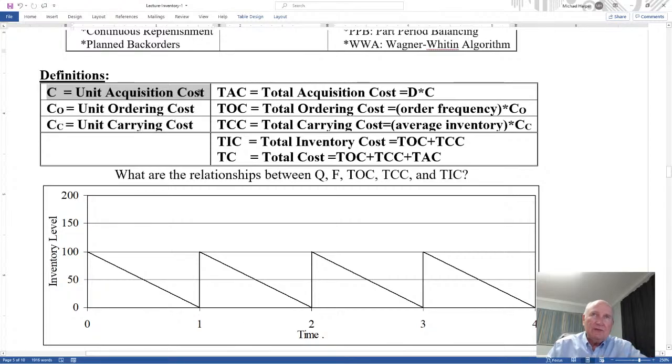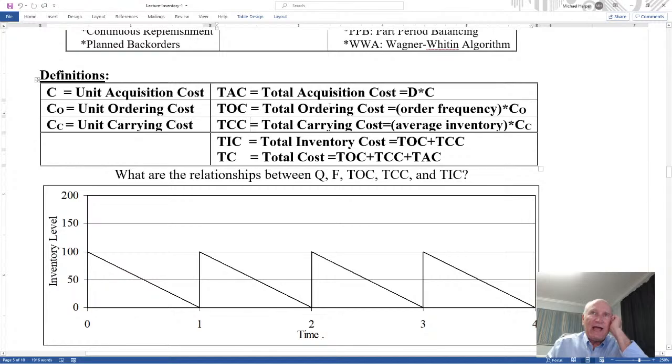And then up here, you can expand that to an entire planning horizon, say a year. That's the demand over time times how much each of those costs. I call that my total acquisition cost or total item cost. My total ordering cost is the order frequency per time period, for a month, quarter, year, whatever it is, times how much each of those orders costs. The carrying cost is my average inventory over whatever time interval you're looking at, times how much it costs to carry each of those items over that time. And that's my total carrying cost.